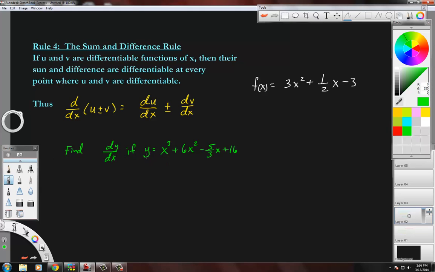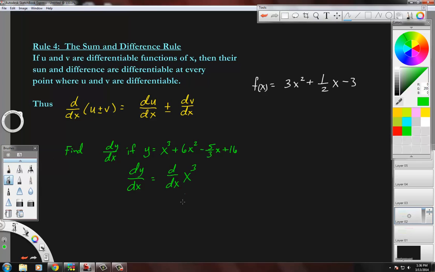If we are going to find the derivative of this function right here, where it says y equals x cubed plus 6x squared minus 5/3 x plus 16, and it says do dy over dx, which is Leibniz notation for that. If this was f of x, then it would just be d over dx. But we have basically 4 different terms in this thing.